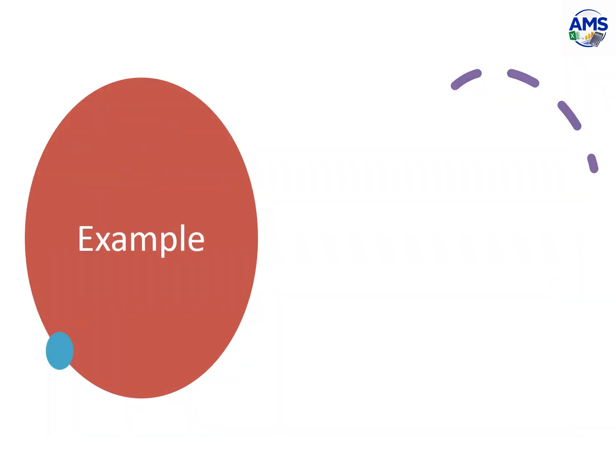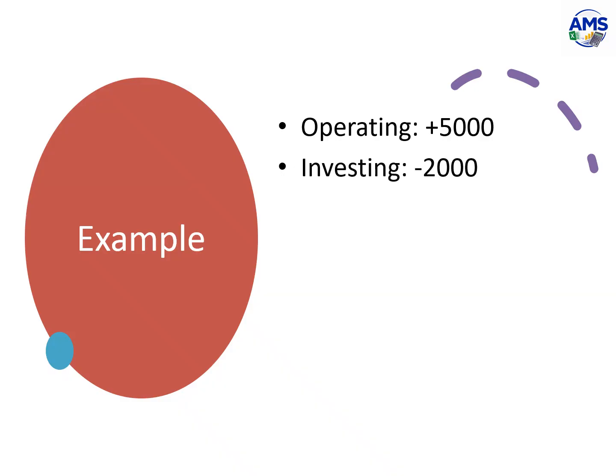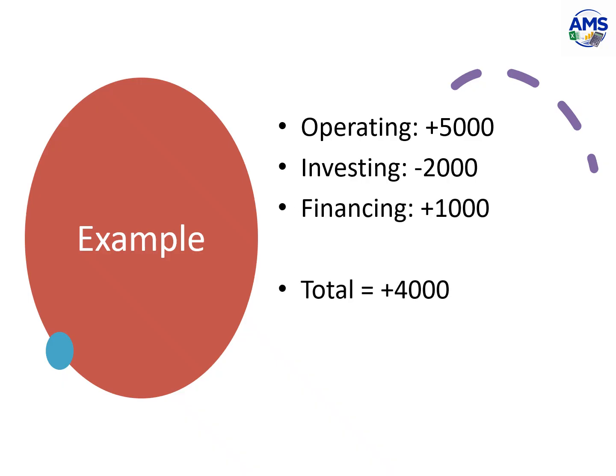Looking at a real life example, let's break it down quickly. Operating activity is $5,000. Investment activity is negative $2,000. Financing activity is a positive value of $1,000. So once you put it all together, you sum it up, it gives you a total cash of $4,000. That means Sarah actually has more cash now.